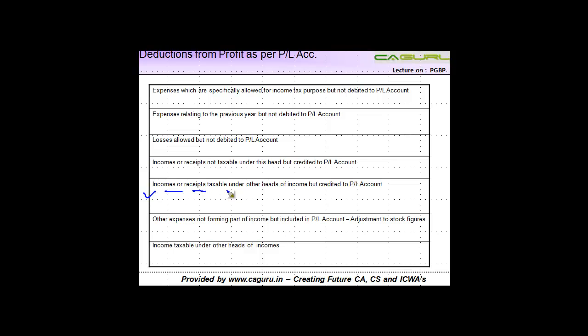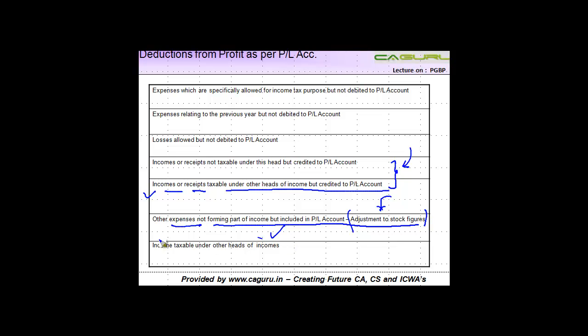Income or receipts taxable under other heads of income but credited to the profit and loss account. These two are more or less corollary, and the explanation for interest equally applies to this also. Other expenses not forming part of income but included in profit and loss account. Adjustment to stock figures. Okay, so if there are any adjustments which are to be done to the stock numbers, the one which I discussed earlier, which is not forming part of the P&L, then you reduce it.